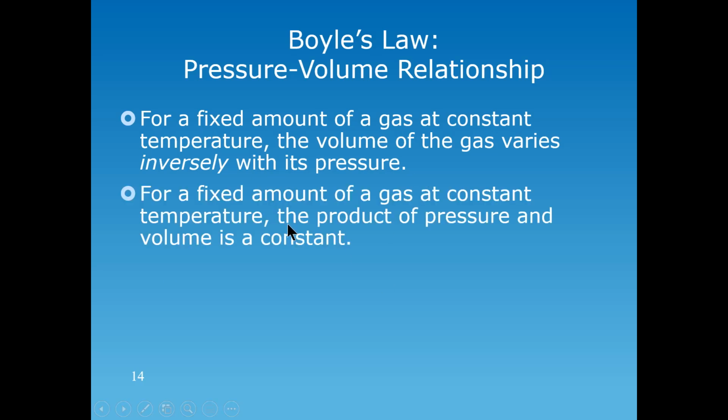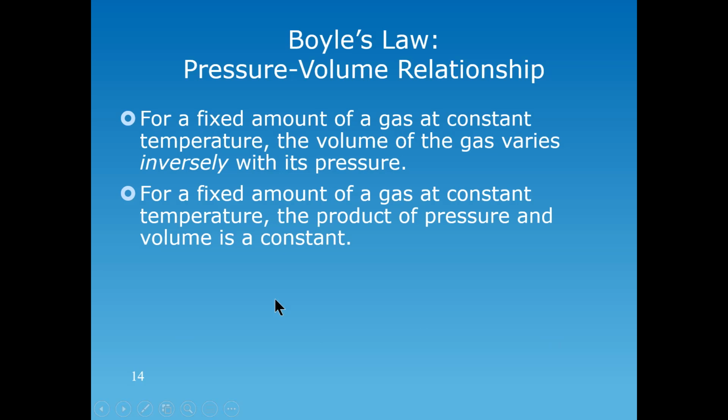It can also be expressed in another way, where it says that for a fixed amount of gas at a constant temperature, the product of the pressure and volume is constant. All right? So what this is saying is that if the temperature is fixed and if the amount of gas is fixed, then the product of pressure times volume will be the same. All right? Now, those are two ways of expressing the law in words.